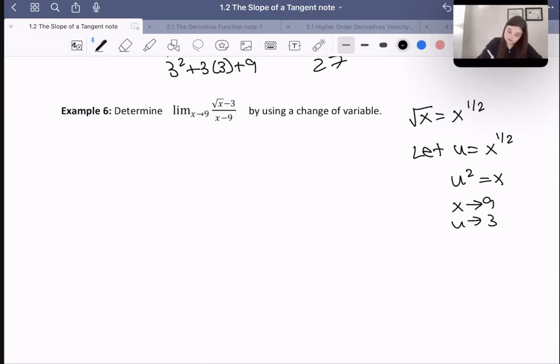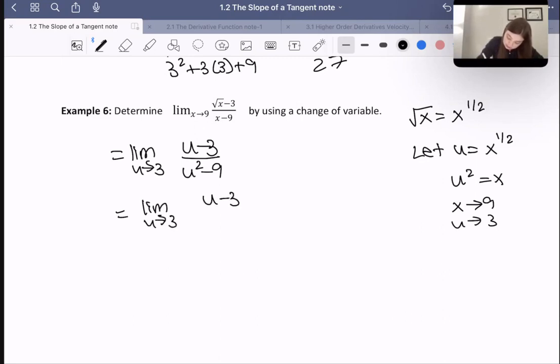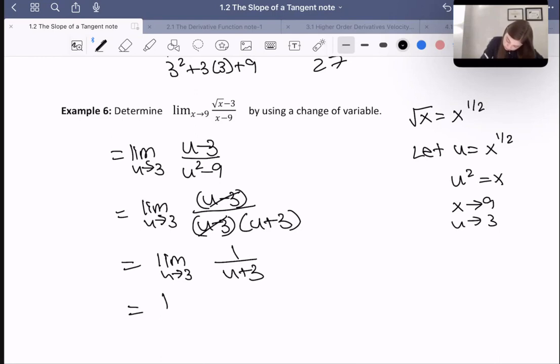Now let's plug in those values. This is equal to the limit as u approaches 3, u minus 3 over u squared minus 9, which is equal to the limit as u approaches 3, u minus 3, and then this is just a difference of squares, so u minus 3, u plus 3, and then we cancel these out and we just plug this in. And we get that the answer is 1 over 9. Or sorry, 1 over 6. My apologies. 1 over 6. And there we have it.